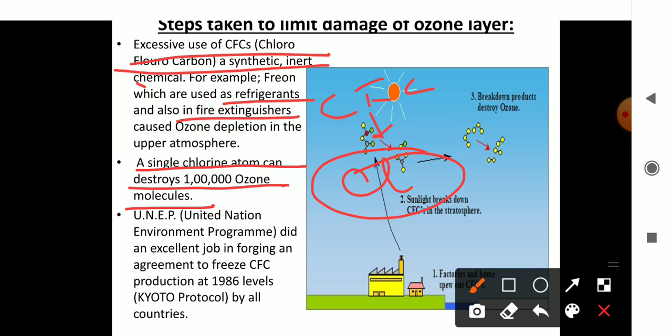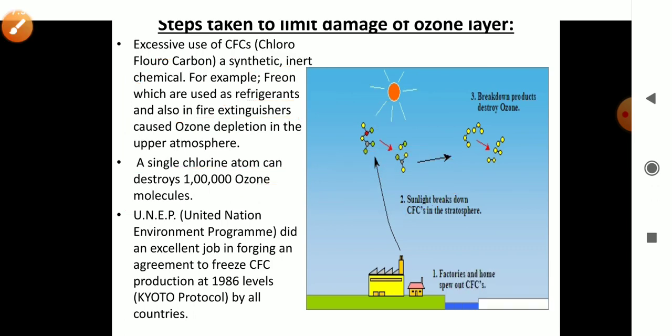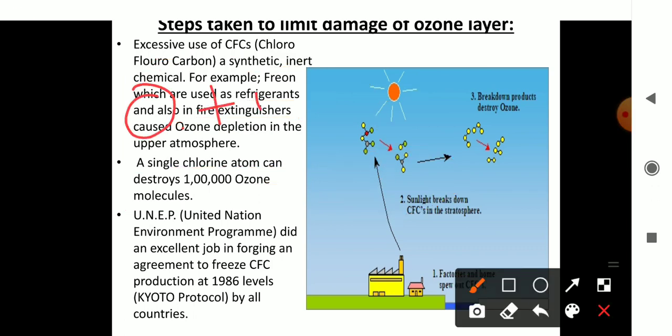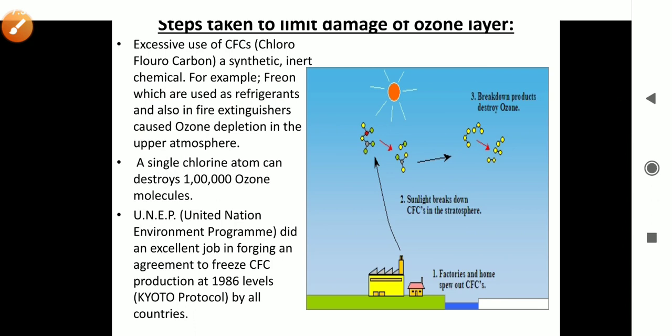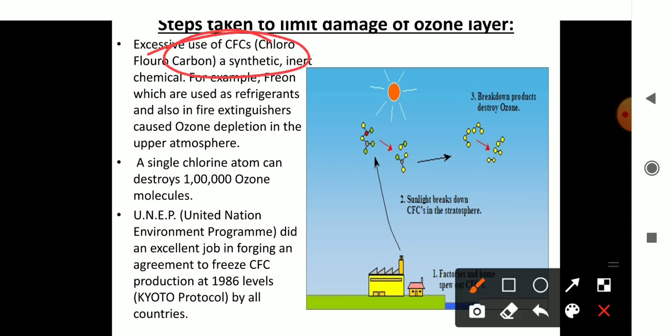So as I said, when a free atom of oxygen combines with an oxygen molecule, it forms ozone, and when ozone absorbs the high energy of ultraviolet radiation, it again gives these two. So for a long period of time, there was a balance maintained. But when CFCs, or chlorine containing compounds, were used in excess, the decomposition process became faster, and this resulted in depletion of the ozone layer.